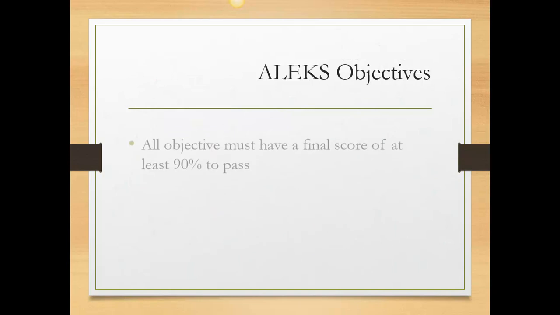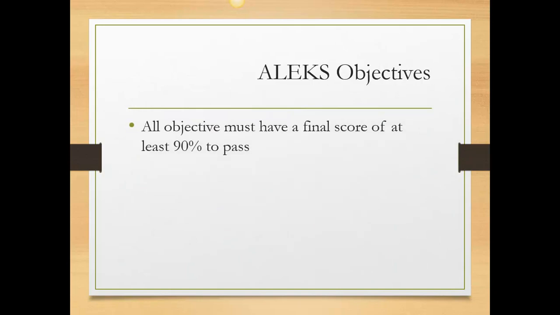The objectives are each of those different sections that you saw in the last slide. To pass, you need to have completed at least 90% in each objective in order to receive a passing grade. So that means if I have 30 topics in my pie slice, then I need to have completed at least 27 of the 30 in order to pass.